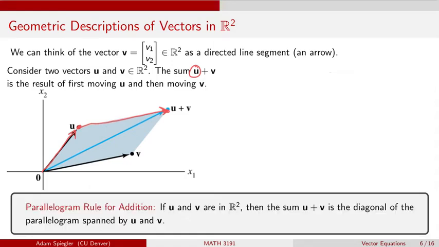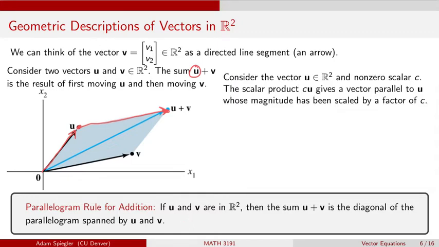This is what we call the parallelogram rule for addition. That is, if u and v are in R2, then their sum is going to be the diagonal of the parallelogram spanned by these two vectors. So this works if we're working in R2. If you're not all that familiar with working in higher dimensions, I'll just say that we have a similar interpretation in R3 as well. Next, I want to similarly reframe scalar products in this geometric way.